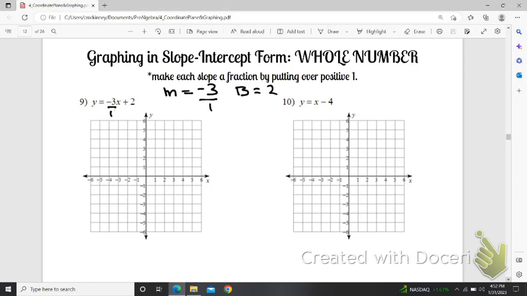Some of these are positive slopes, some are negative. I'm beginning at B, which is at 2. And then after I begin at 2, I need to go down 3, 1, 2, 3, and over 1. So I went down 1, 2, 3, and then over 1. You can continue to follow that same pattern. It helps you draw a straighter line.